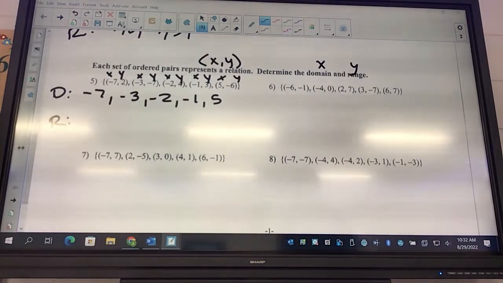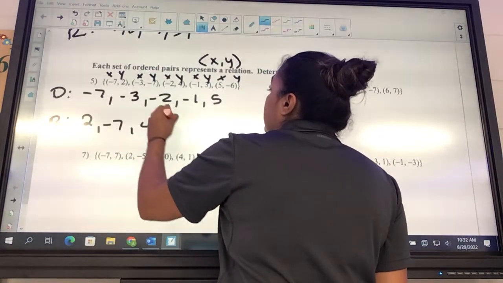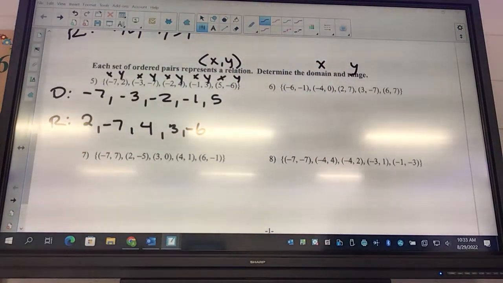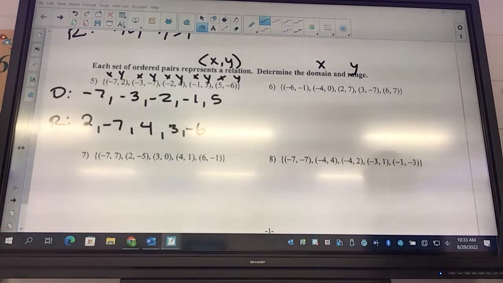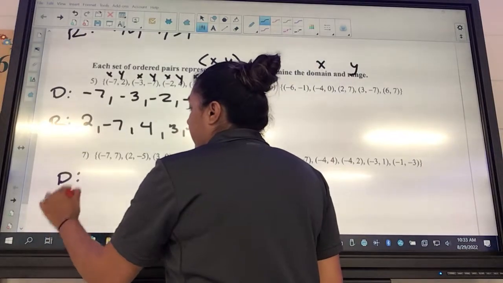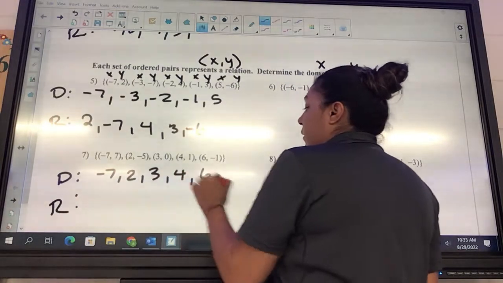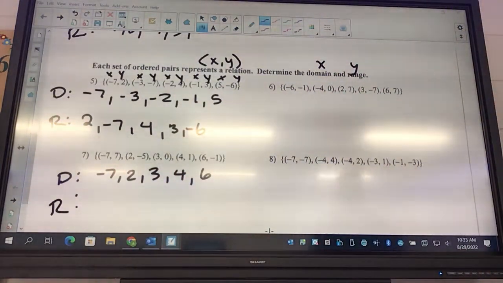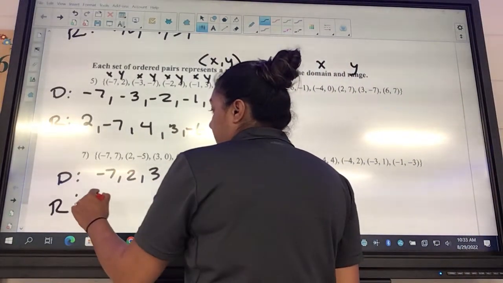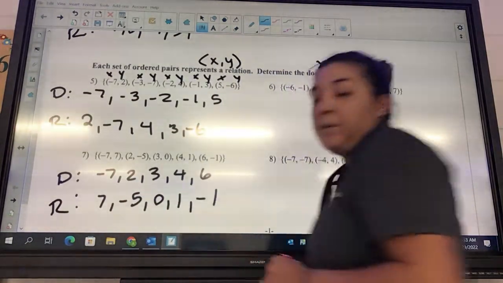Jermaine, what's the range? 2, -7, 4, 3, -6. Good. Faith, what's the domain? -7, 2, 3, 4, 6. Good. Pesa, what's the range? 7, -5, 0, 1, -2. Good.